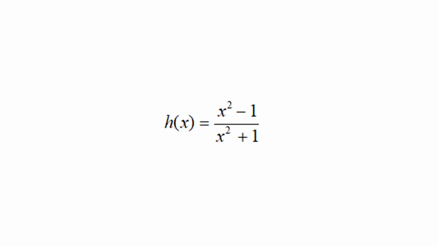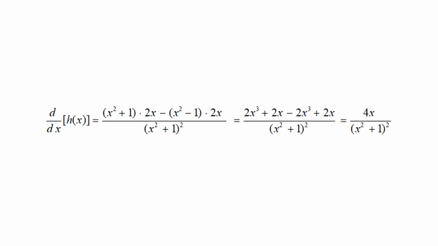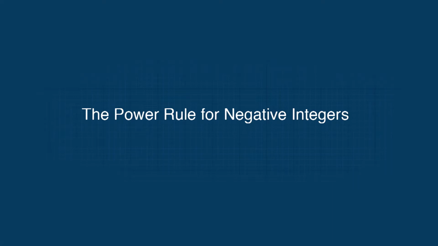To illustrate the quotient rule, let us find the derivative of h(x) equal to (x² minus 1) upon (x² + 1). We apply the quotient rule with f(x) equal to x² minus 1 and g(x) equal to x² + 1. d/dx of h(x) equals [(x² + 1)(2x) minus (x² minus 1)(2x)] upon (x² + 1)², which is equal to (2x³ + 2x minus 2x³ + 2x) upon (x² + 1)², which is equal to 4x upon (x² + 1)².